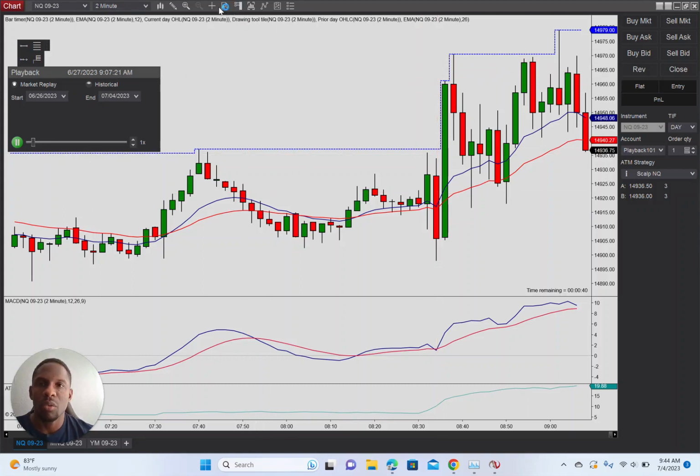All right, as you can see, we're on a 2-minute chart, and we have an uptrend. This is the 12 EMA in blue and the 26 EMA in red. I'm used to using the 8 and the 20, but here it's the 12 and 26 EMAs. And we have the MACD line, which uses the same moving average numbers as the EMAs. And we have the ATR, which symbolizes volatility, anything that's above 10.